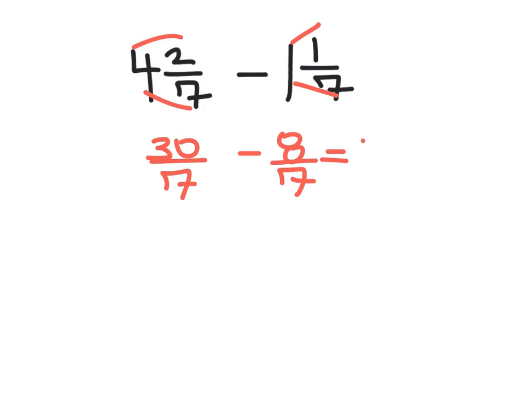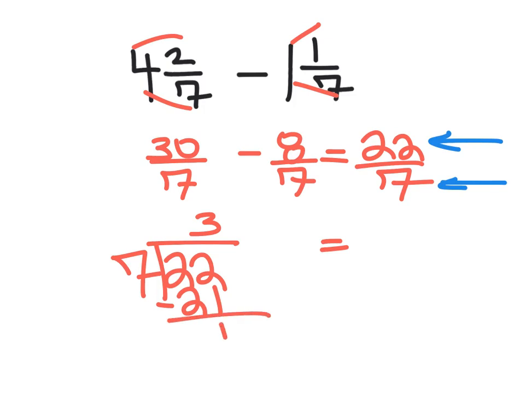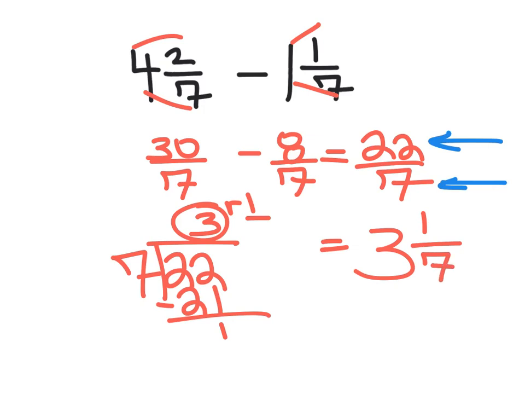Now, 30 minus 8 is 22 out of 7. And again, my numerator is bigger than my denominator, so I need to change this to a mixed number. I know that 7 can fit into 22 3 times. And 7 times 3 is 21. So I have a remainder of 1, or 1 left over. So my final answer is 3 and 1 out of 7.